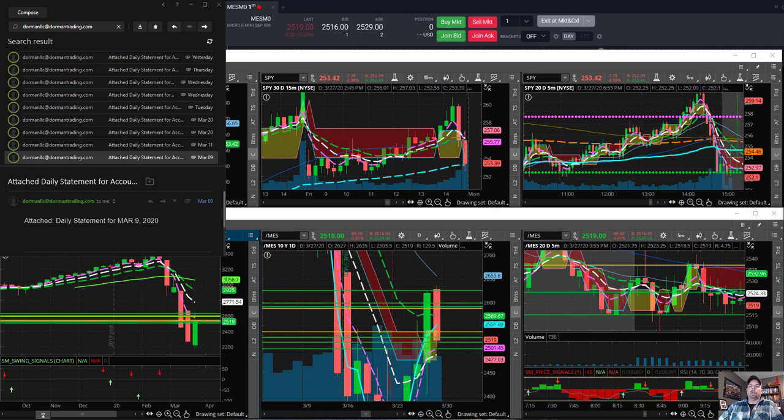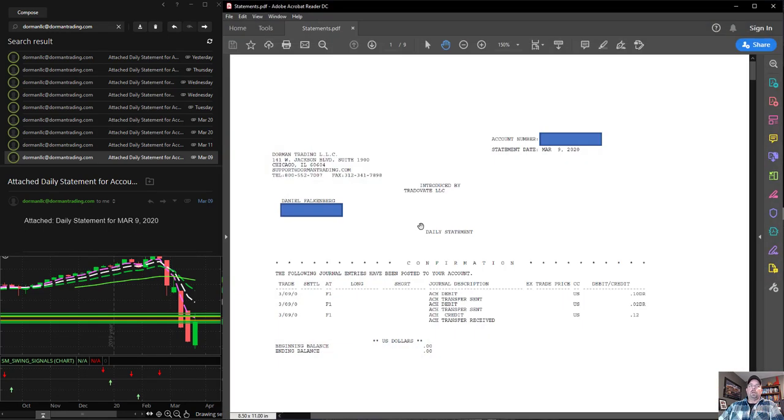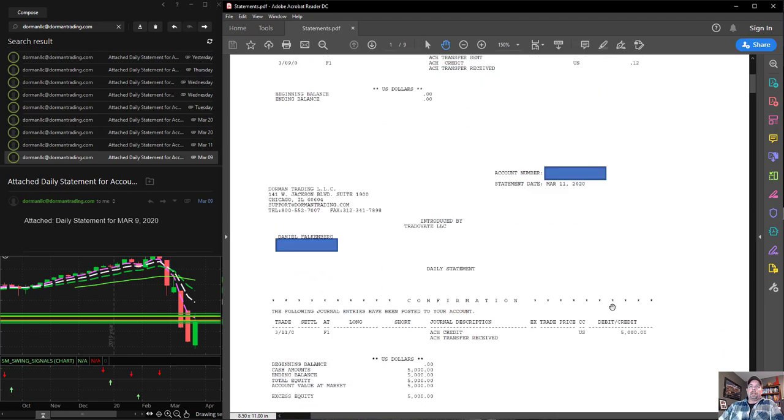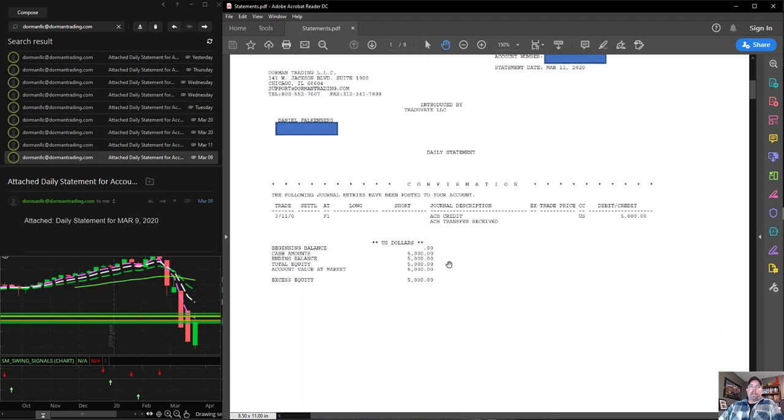I just want to give you the background here and show you exactly what's in these statements and the proof in the pudding. I grabbed all these statements from my emails and put them into a PDF here. We see March 9th is when I actually established it. This is the testing they do, right? They put in 12 cents and then pulled it back out. I verified that. And here we're verifying this is a $5,000 starting account.